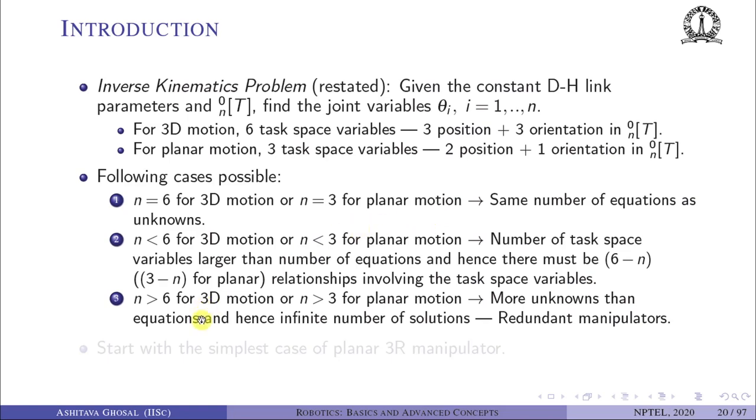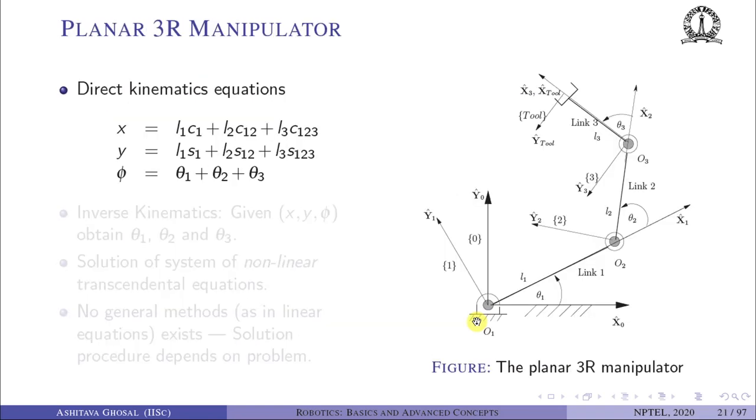If n is greater than 6 for 3D motion or n is greater than 3 for planar motion, we have more unknowns than equations, and hence an infinite number of solutions. These are a special class of manipulators called redundant manipulators, and we'll be looking at them in detail later. So let's start the inverse kinematics problem for the simplest case of a planar 3R manipulator.